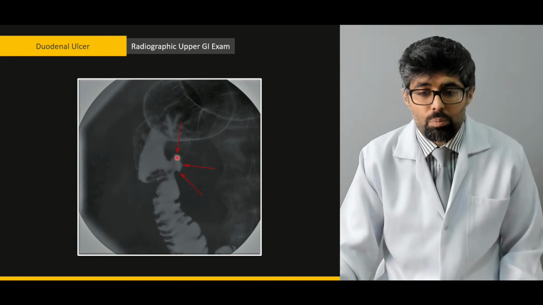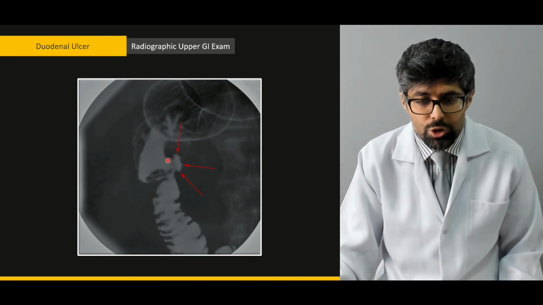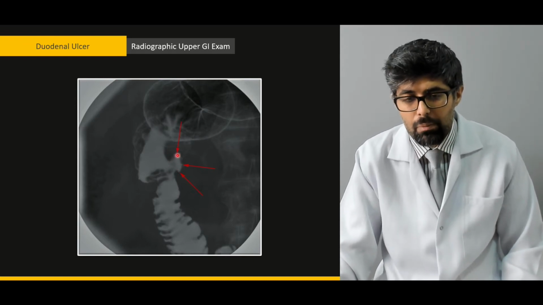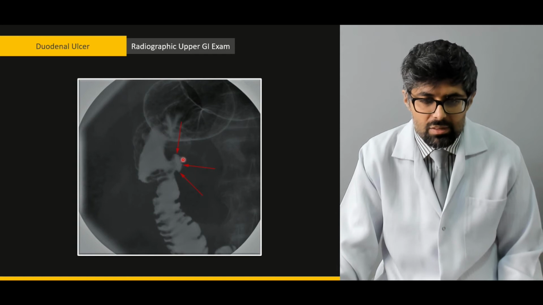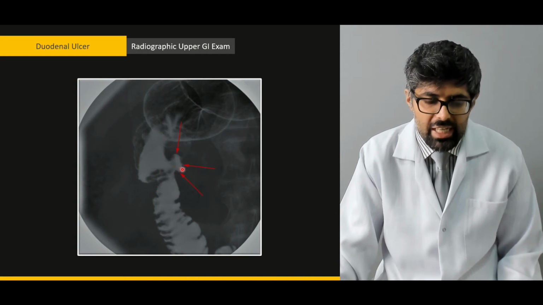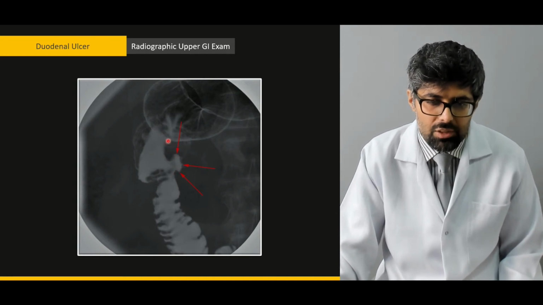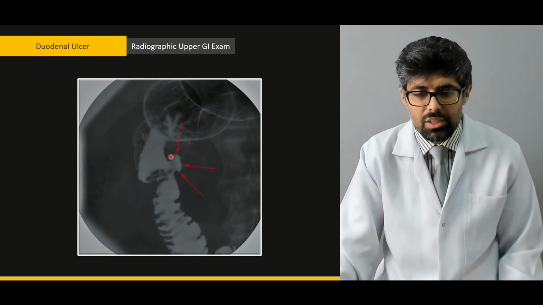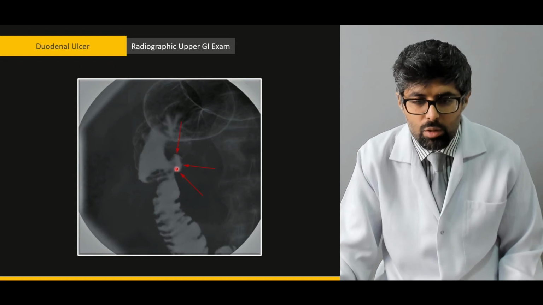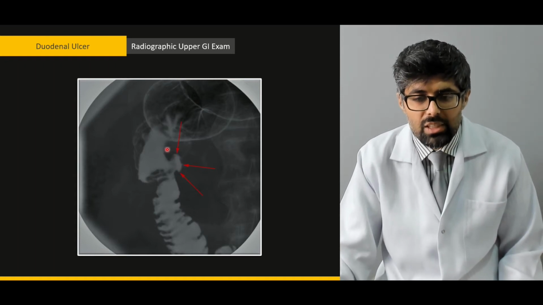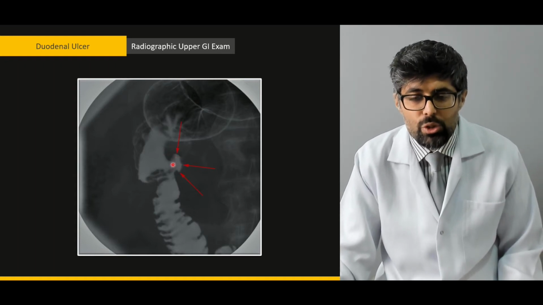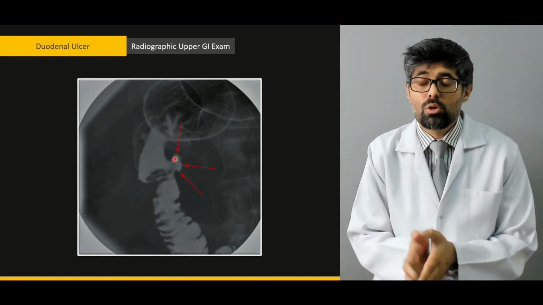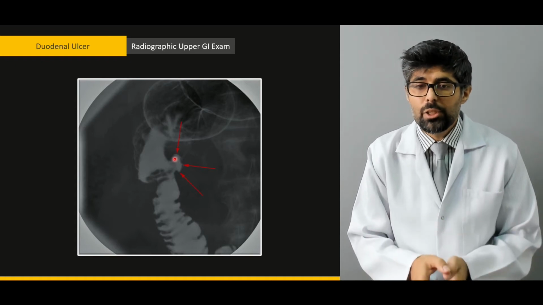Now, because of the erosion of the intima and the discontinuation of the mucosal membrane, this little area is actually a duodenal ulcer, where the barium is moving through the duodenum. This little pouching of the barium is actually discontinuation of the intima and the mucosal membrane inside the duodenum.